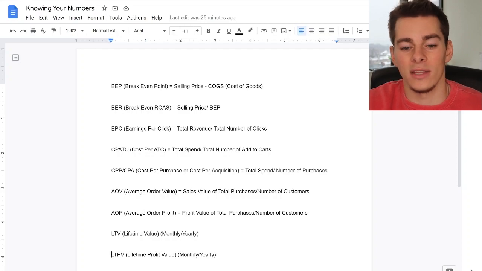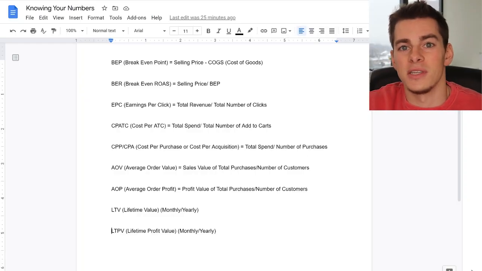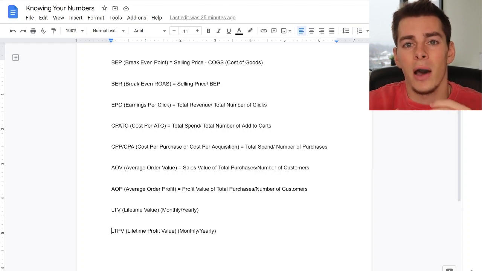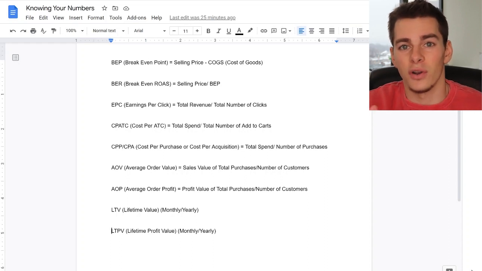Then we have our cost per purchase or our cost per acquisition fee, whatever you want to call it, which is how much we can afford to spend per customer before we start dipping into the negatives. So most people with e-commerce businesses are drop shipping and they're not actually thinking about product quality as much or about the longevity of their business or the lifespan of their customers.